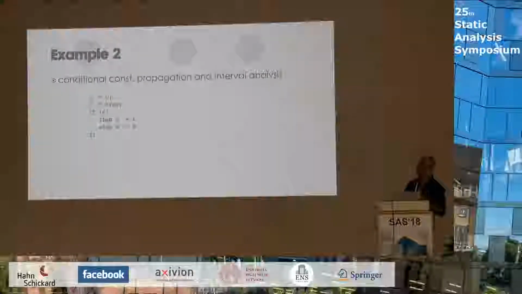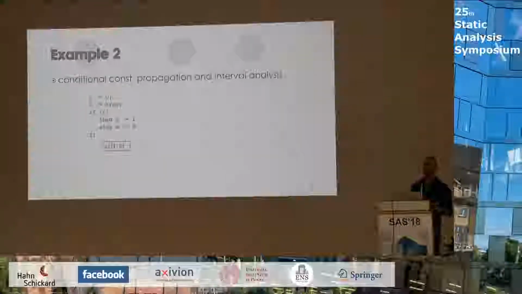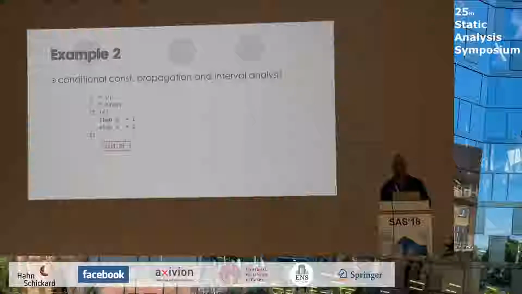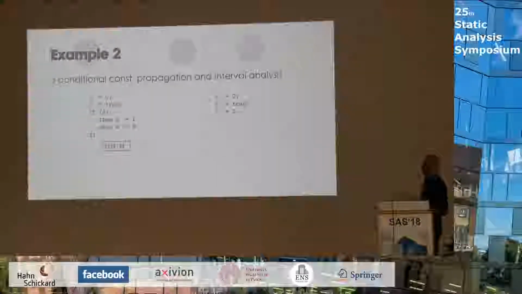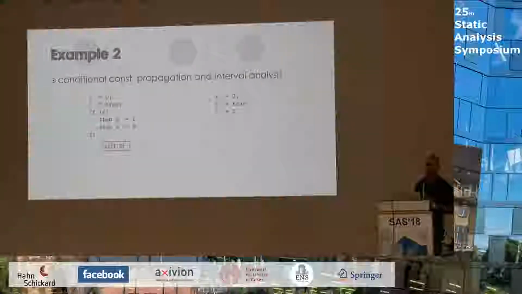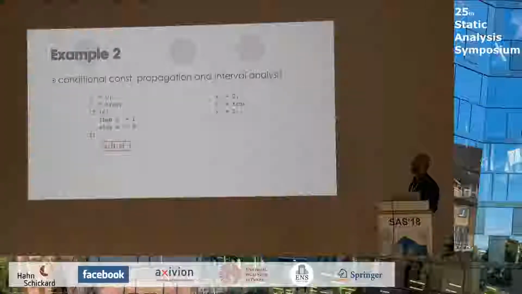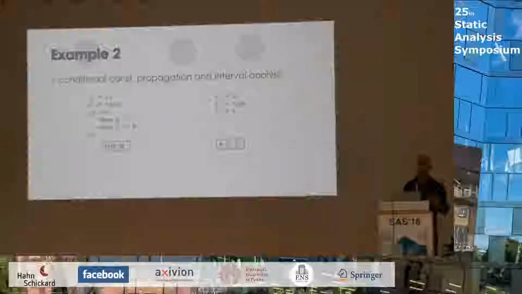As another example, let's consider conditional constant propagation and interval analysis on, again, a very simple program where we set x to 0, we say c is true, and then we run this if-then-else branch, where clearly only the then branch will be executed. Now, if you run the interval analysis on this program, you're going to get the result that x has to be in the interval between 1 and 2, because the analysis has to merge the results from both branches. After we run the conditional constant propagation optimization, there is no if-then-else command at all, and now the interval analysis can easily conclude that x has to be 1.